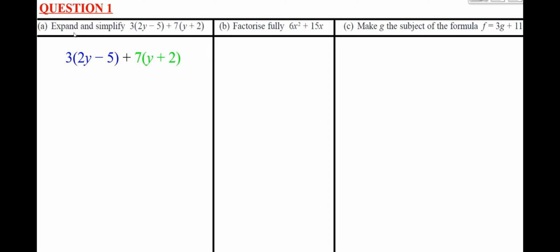So expand means get rid of brackets. So the first step, expanding these out, 3 times 2y will give 6y, 3 times minus 5 will be minus 15. So this bracket becomes 6y minus 15. I'll show you the green one as well. For green, 7 times y is 7y, then 7 expanded with the positive 2 gives positive 14.